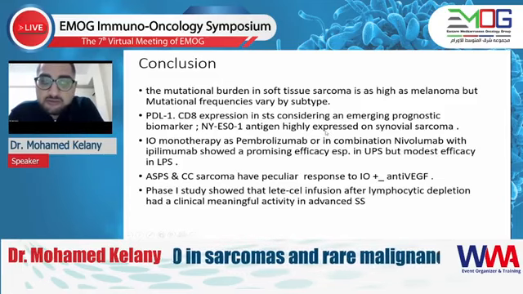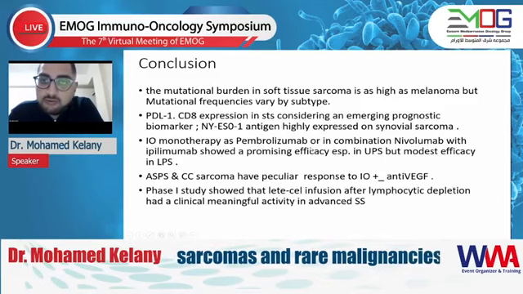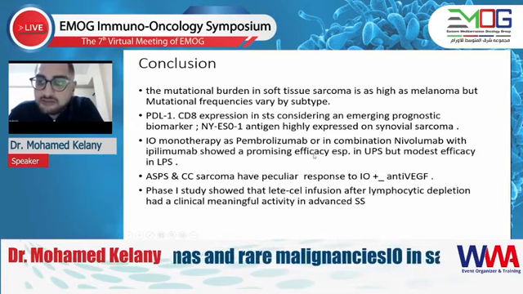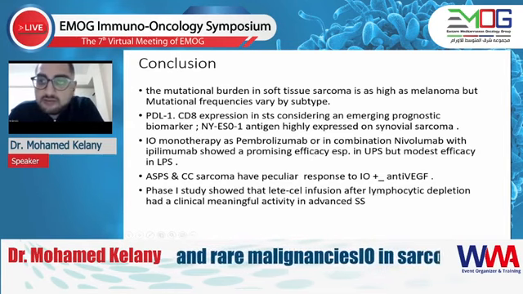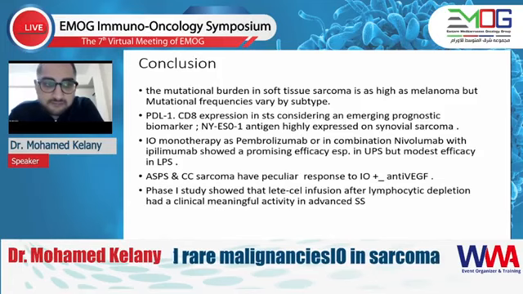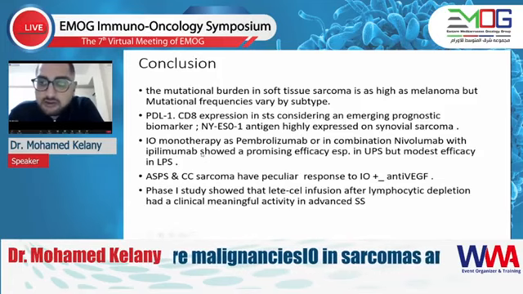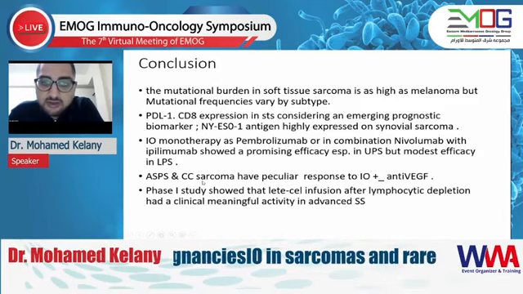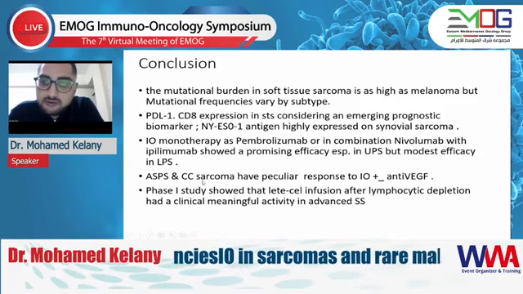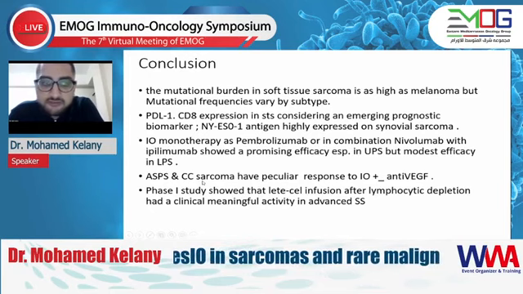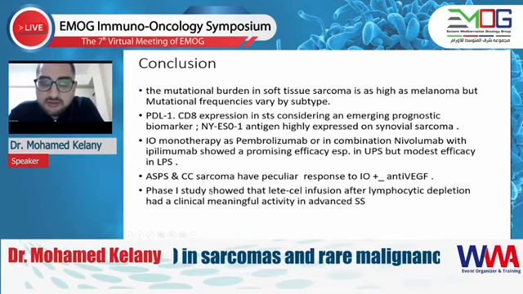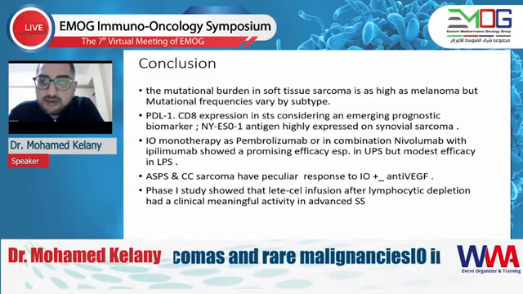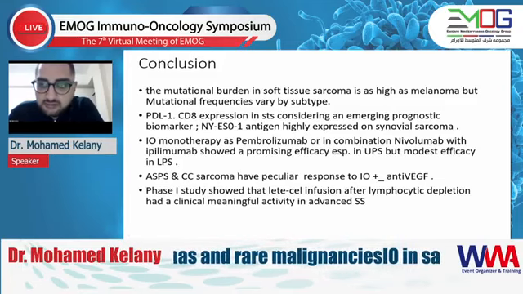IO immunotherapy in the form of pembrolizumab or in a combo, Nivo plus Evo, has promising efficacy, especially in undifferentiated pleomorphic sarcoma, and modest efficacy in leiomyosarcoma. Epithelioid sarcoma subtypes, alveolar soft part sarcoma and clear cell sarcoma, have given responses to immunotherapy plus or minus anti-VEGF. In a phase 1 study, we used T cell infusion with lymphodepletion and saw clinically meaningful activity against synovial sarcoma.